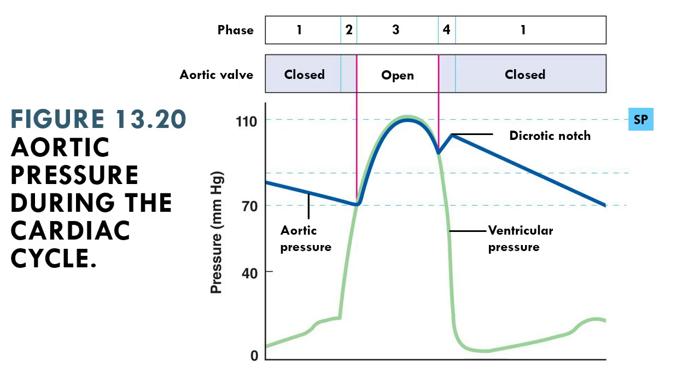If we turn to figure 13.21, all right. Real quick, let's label this on here. The greatest pressure that you could measure at the aorta is what? What is this pressure? Systolic pressure.